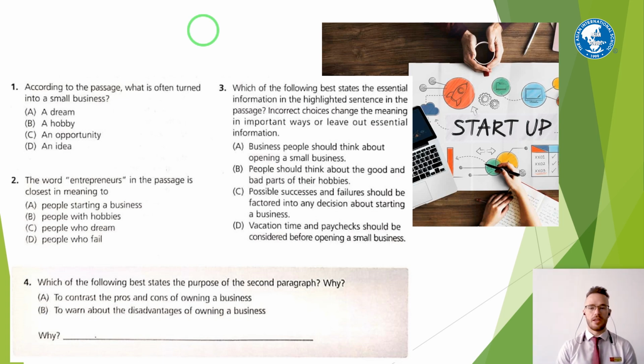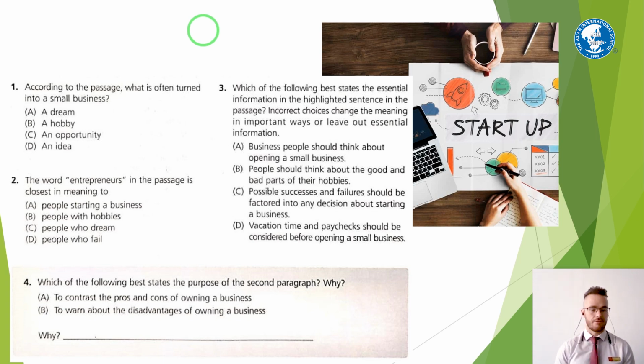Question 3, the same as the previous questions. Which of the following sentences best states the essential information in the highlighted sentence in the passage? Was it A, that business people should think about opening a small business? Was it B, people should think about the good and bad parts of their hobbies? Was it C, possible successes and failures should be factored into any decision about starting a business? Or was it D, vacation time and paychecks should be considered before opening a small business? The correct answer there would be C, possible successes and failures should be factored into any decision about starting a business.